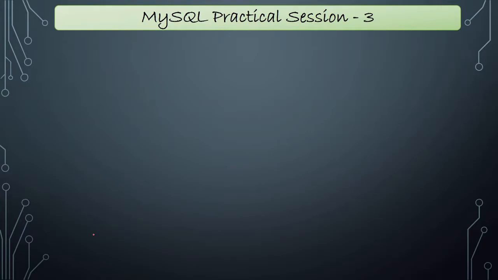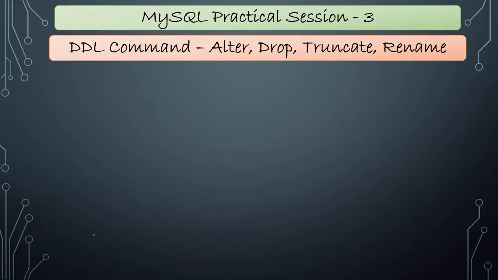Till now in our first session we learned about different types of utility commands. After that in our second session we learned about the create command, which is a DDL command, and integrity constraints, in which we had 5 integrity constraints that we applied on the create command. Now in today's class we are going to study further DDL commands, which are alter, drop, truncate and rename, and we are going to understand them and learn about them one by one.